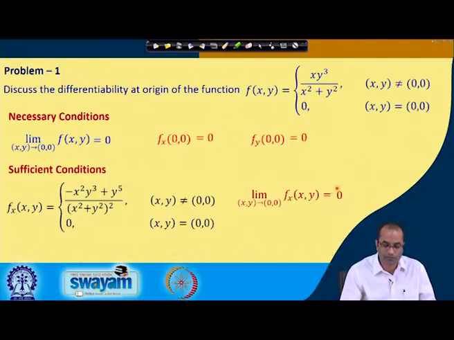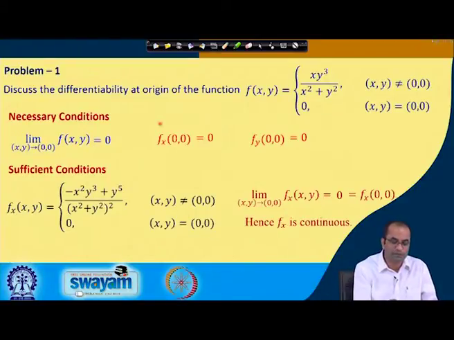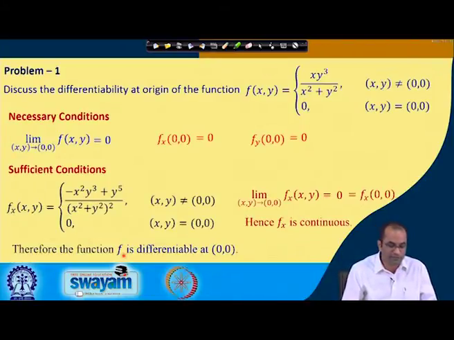So, here f_x is continuous because this limit is equal to 0 and this is the value of f_x at the (0,0) point. So, we have the continuity of the partial derivative, and that we can use now to prove the differentiability of this function, because the partial derivatives exist and the function is continuous. So, we have the necessary conditions. For the sufficient condition, we have to show that one of the partial derivatives is continuous. So, here we have shown that this f_x is continuous, and that is enough to prove that the function f is differentiable at the (0,0) point.